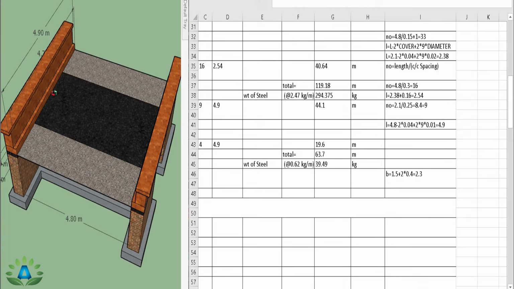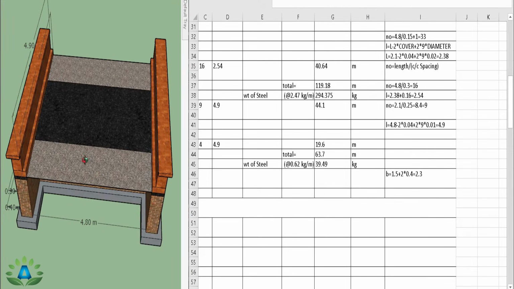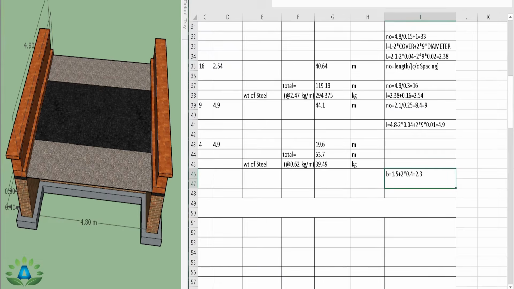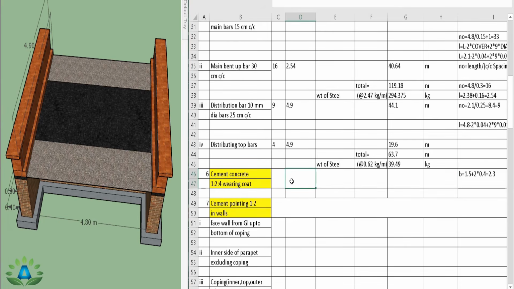That means this portion is the width of the wearing coat, but we have this wearing coat all over this roadway width. That means we have the roadway width of 4 meter. So the length of this wearing coat is 4 meter and the width is 2.3 meter, and we have the height of the wearing coat 10 centimeter, that is 0.1. So the total quantity is 0.92 and the unit is cubic meter.